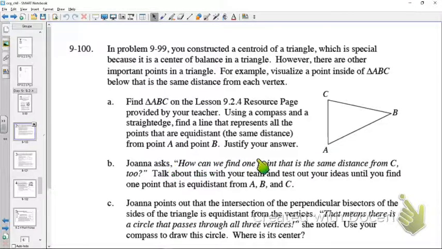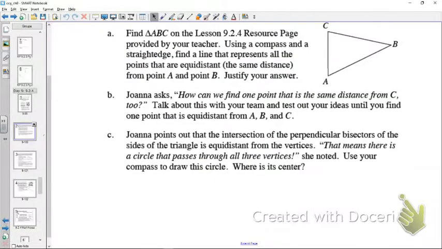Joanna asks, how can we find one point that is the same distance from C too? So now this one just says same distance from A and B. Joanna says, we're going to do the same thing and try to find the same distance from C. So that's part B. Question C, Joanna points out that the intersection of the perpendicular bisectors of the sides of the triangle is equidistant from the vertices. I'm going to explain this. That means there's a circle that passes through all three vertices, she noted. Use your compass to draw the circle. So we're going to do all of this in one problem. You answer them separately, but I'm just going to do them.